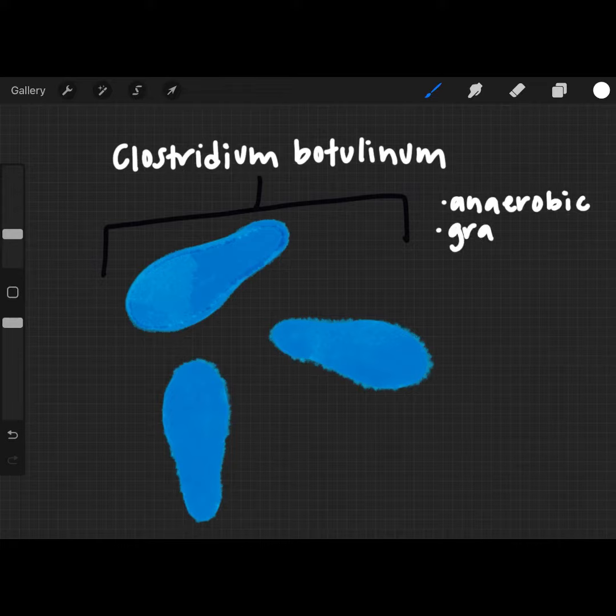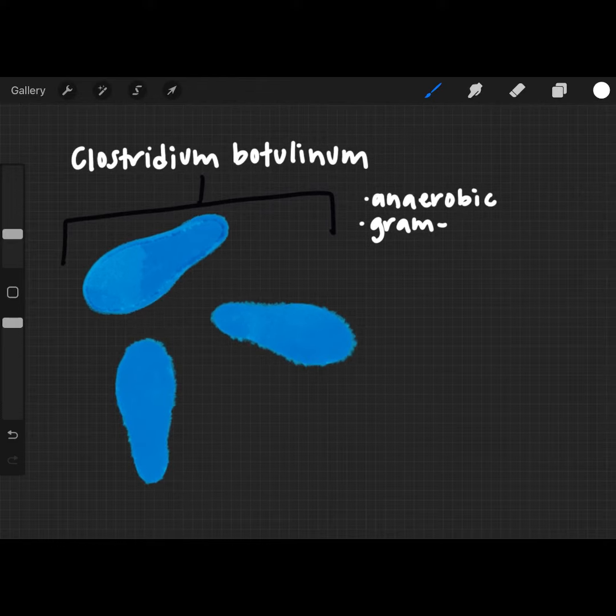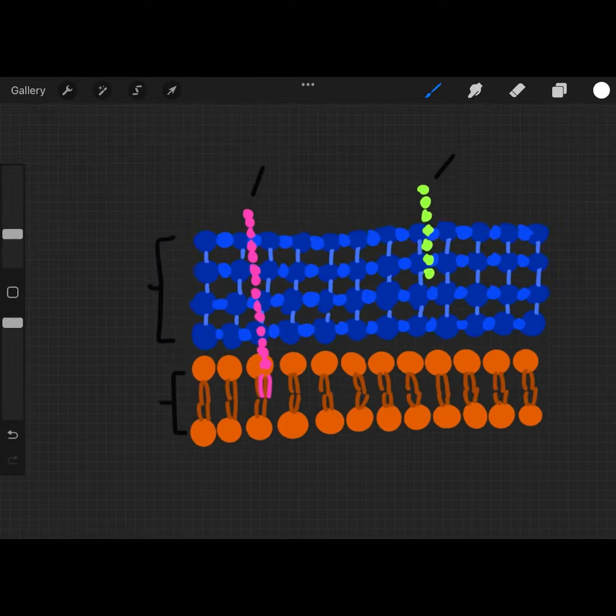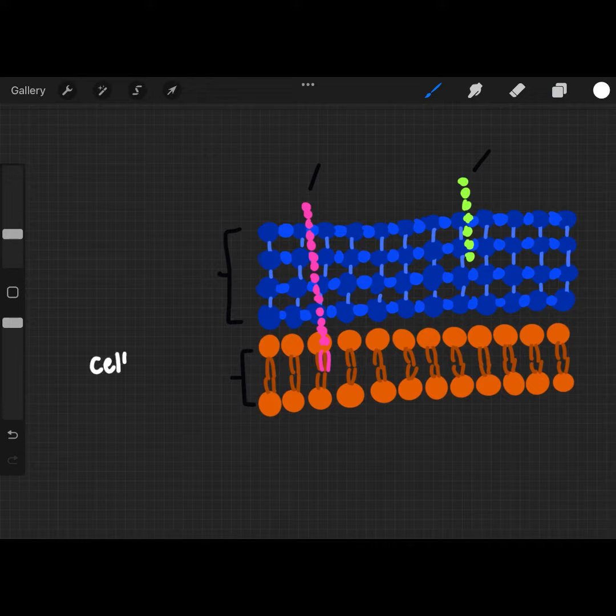Anaerobic meaning that it does not need oxygen for survival, hence why it can survive so well on canned foods, and rod referring to its shape. Gram-positive referring to the composition of its cell wall.